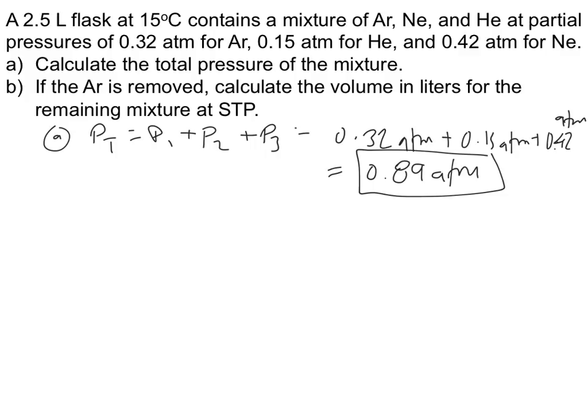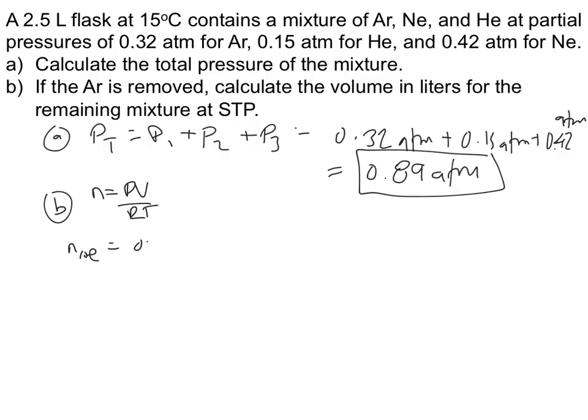Because they tell us that we are going to remove the argon, we are going to skip the mole calculation for the argon because it's no longer present in our container. Instead, we're going to use the ideal gas equation solved for the number of moles, and we're going to utilize our values for helium and neon in order to calculate the number of moles present in each.